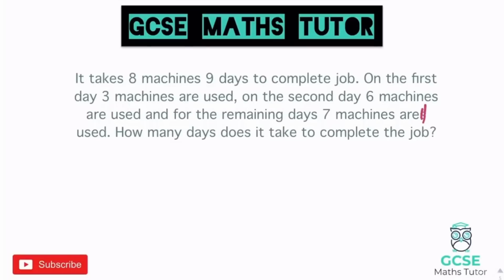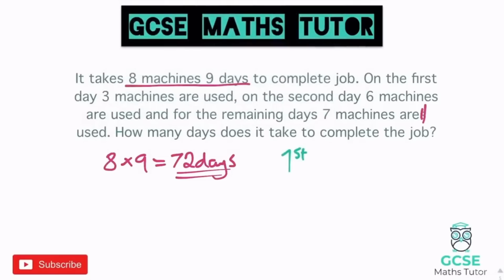So first things first, we've got this first bit of information here, 8 machines and 9 days. So we can work out one machine, so 8 times 9 gives us 72 days in total for this job to be completed by one machine. Now it says on the first day 3 machines are used, so that's 3 days worth of work there. That's only on one day, okay, but on that first day, there's going to be 3 days of work done there, okay, so 3 days. So that's one day, but 3 machines.